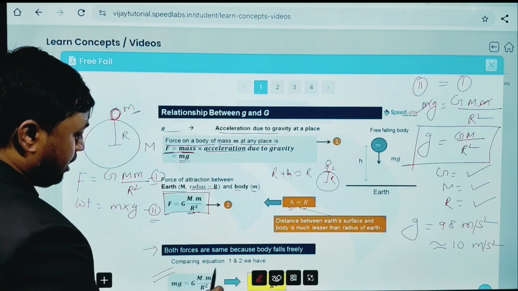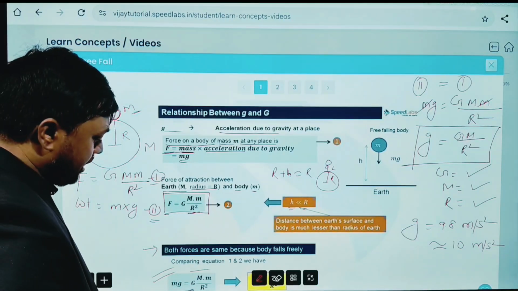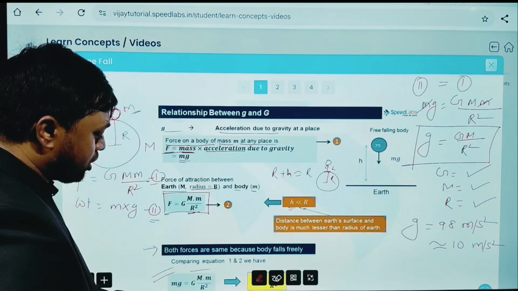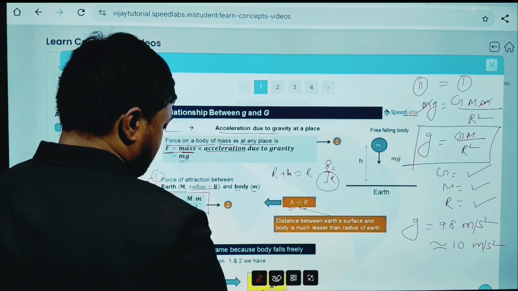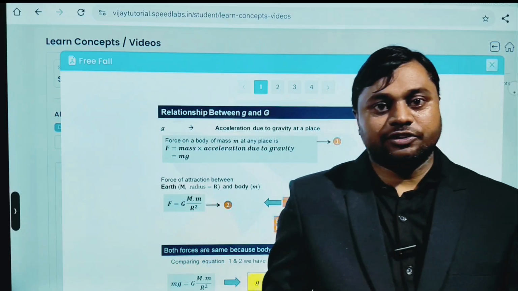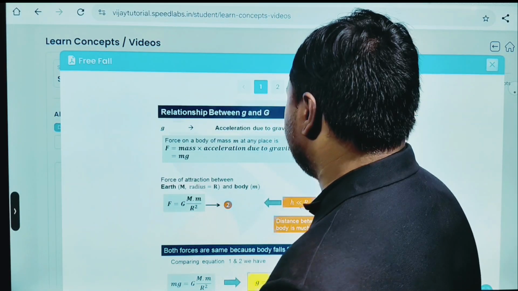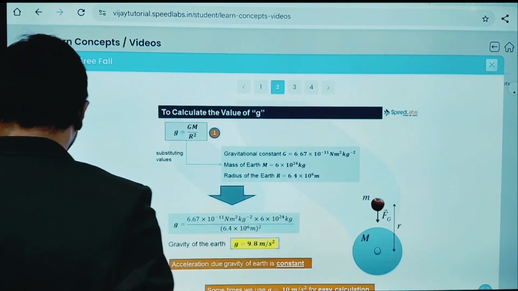So once you combine these two equations, compare the two equations, we can write mg is equal to capital G, capital M, small m by r square. This gets cancelled, so we'll get the expression of small g is equal to capital G, capital M by r square. This derivation is also very important. Okay, now what is the value of g? We got 9.8. Okay, here they have substituted also, you can see.